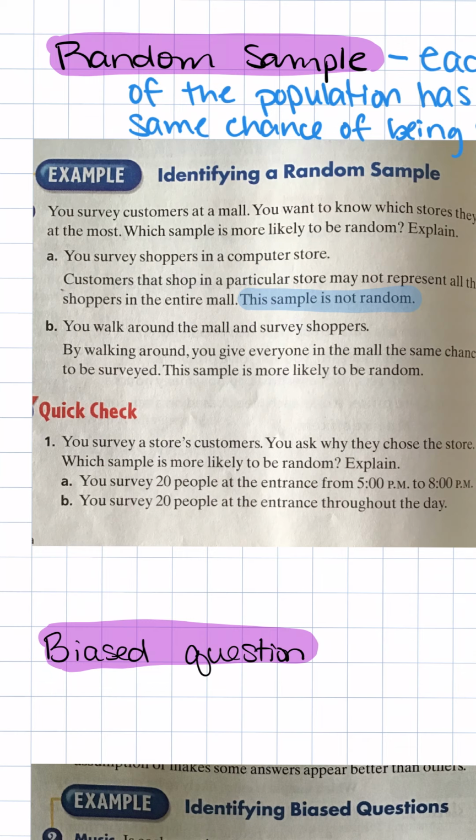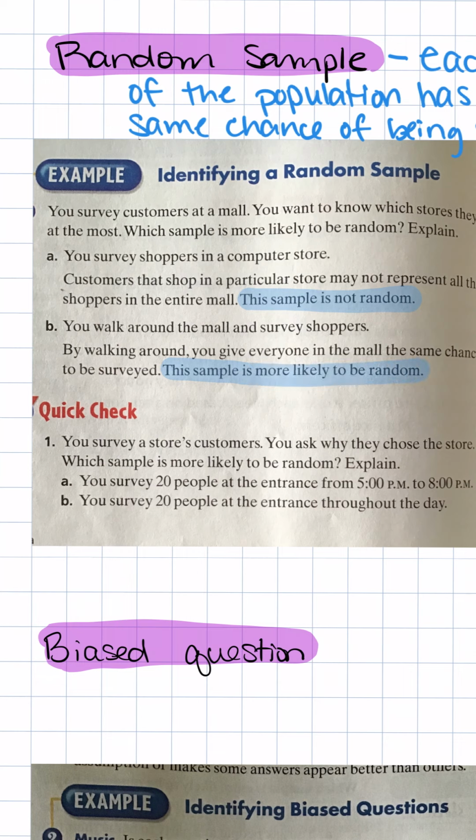Okay? You walk around the mall and survey shoppers. By walking around, you give everyone in the mall the same chance to be surveyed. This sample is more likely to be random.